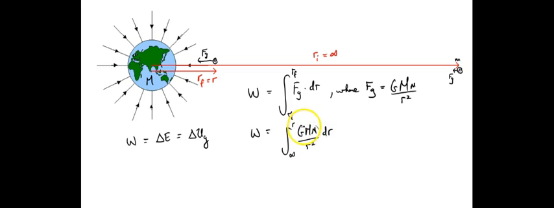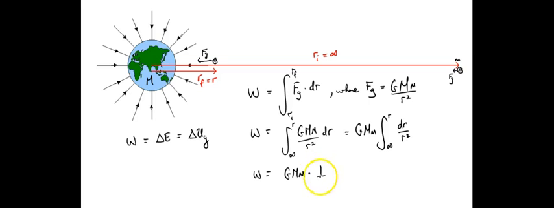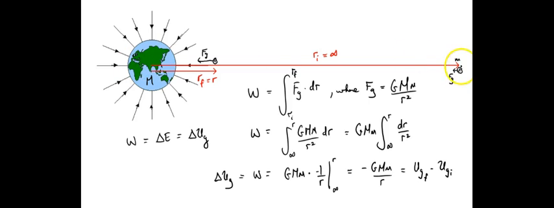This is a constant, so we could pull it in front of the integral, and therefore we're just integrating 1 over r squared. The integral of 1 over r squared is negative 1 over r, and we're integrating from r to infinity. And that will give you a result of negative GMm all over r, because 1 over infinity is 0. This work represents the change in gravitational potential energy, which is essentially the gravitational potential energy finally minus the gravitational potential energy initially. And you could say that our gravitational potential energy initially is essentially 0 when r is infinity.